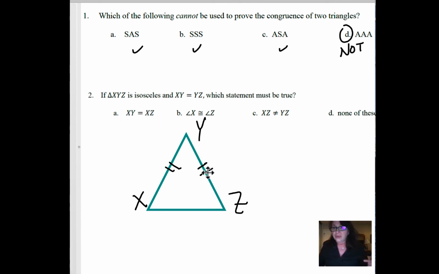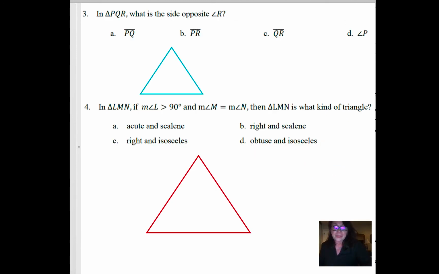Well, what you do know is that if you have two congruent sides, then the angles opposite those sides are also congruent, which would mean this angle here, which is opposite this side, is going to be congruent to this angle, which is opposite that side, because of those two being congruent. So you would say that angle X is congruent to angle Z, because of the isosceles triangle theorem.